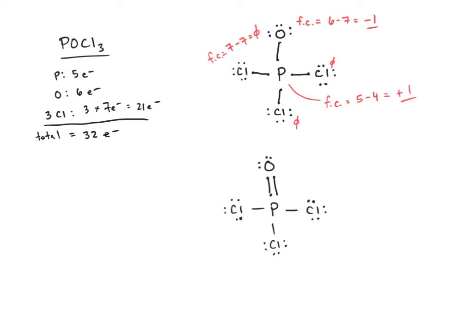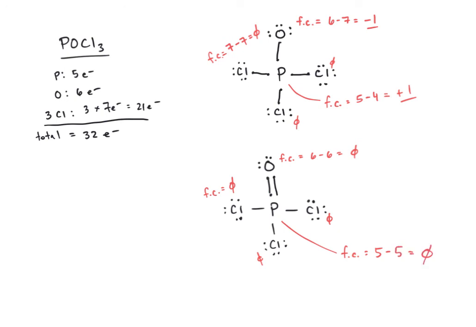If we apply that same thinking to the structure that we drew down below with a double bond in it, the formal charge on the oxygen is equal to 6 minus 1, 2, 3, 4, 5, 6. That's 0. The formal charge on each chlorine hasn't changed. That's 0 in every case, just like above. But the formal charge on phosphorus is now 5 minus 1, 2, 3, 4, 5. The formal charge on our phosphorus is now 0.